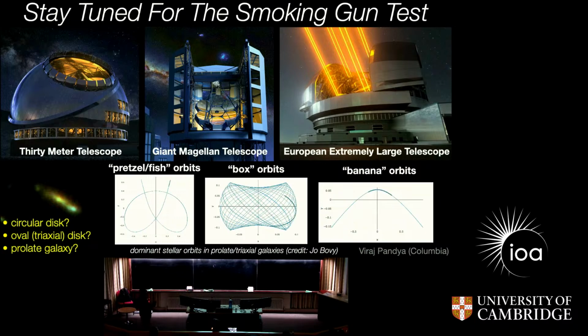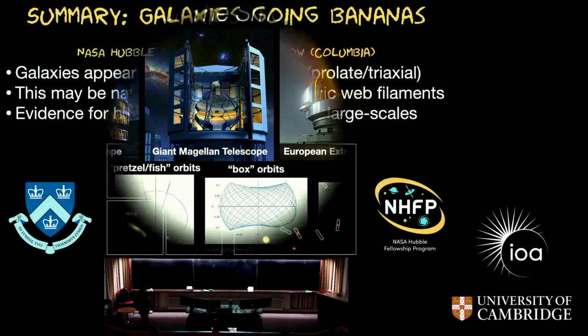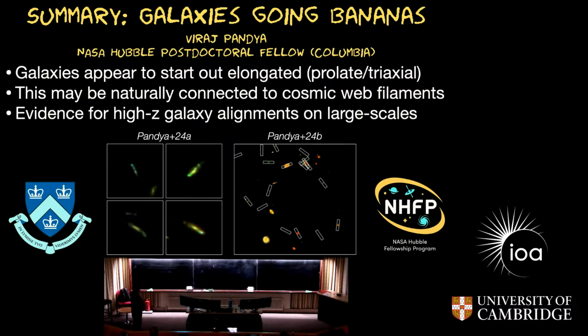So stay tuned for work that we're doing with JWST now to take the first census and see, can we even get a hint of constraining some of these kinds of orbits and really setting the stage for this next generation of ELTs that are going to go online in the next 10 years or so. All right, so I'm going to stop there and summarize. Hopefully I've convinced you that galaxies are in fact going bananas, and there's a specific meaning for that.